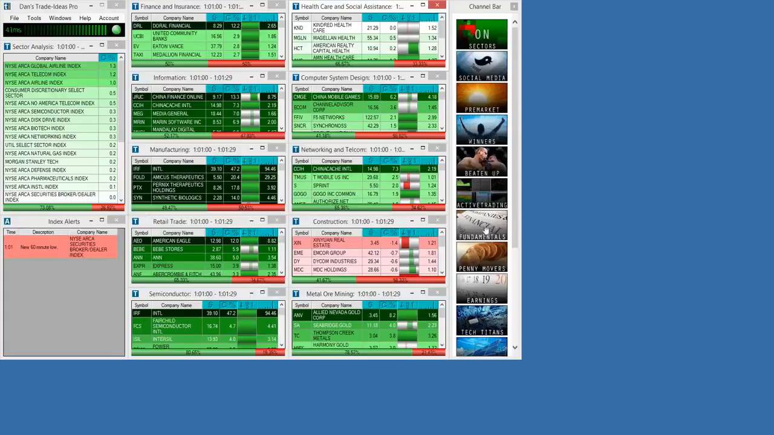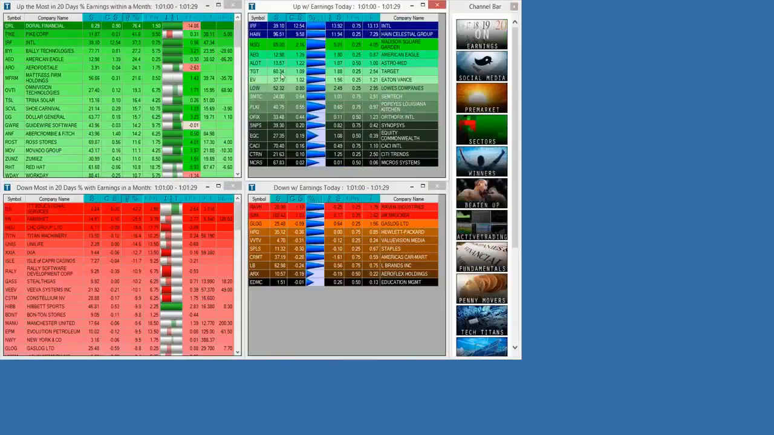Earnings, fundamental data. So let's start with earnings. Do you want to see what's coming out with earnings today and is up for the day, and what's coming up with earnings and is down for the day? Here it is broken down in two very clear windows, and this is happening today, all focused on today.